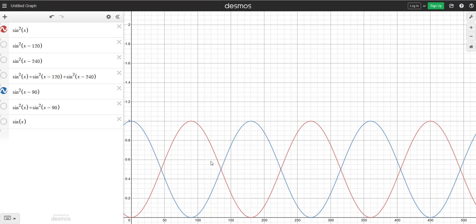But the cool thing about this, and this is representing the power output from one phase versus the power output from the second phase of a two-phase generator, is that if I turn on this third graph that I've created here, which is sine squared x plus sine squared x minus 90, adding the red and the blue waveforms together, there you are. You've got a green line that is flat, representing a value of 1, simply hanging at the peak value.